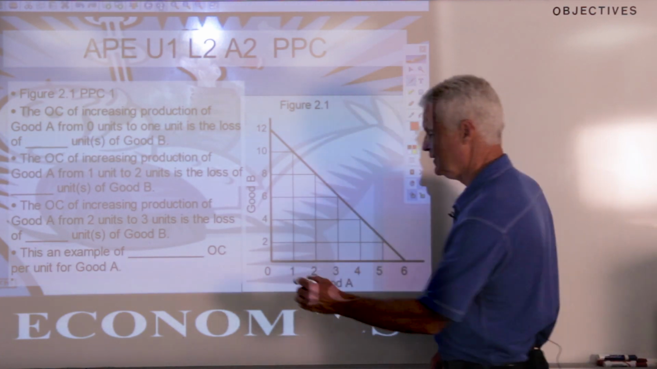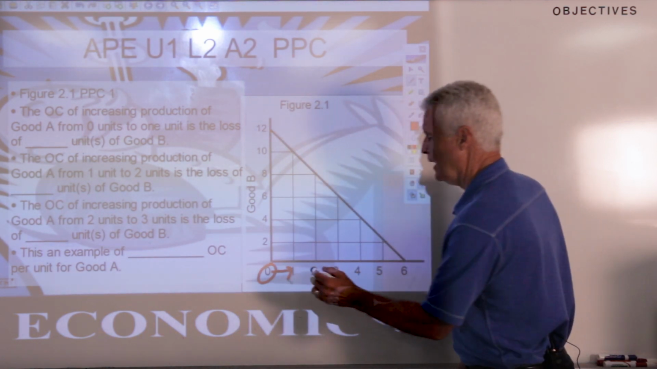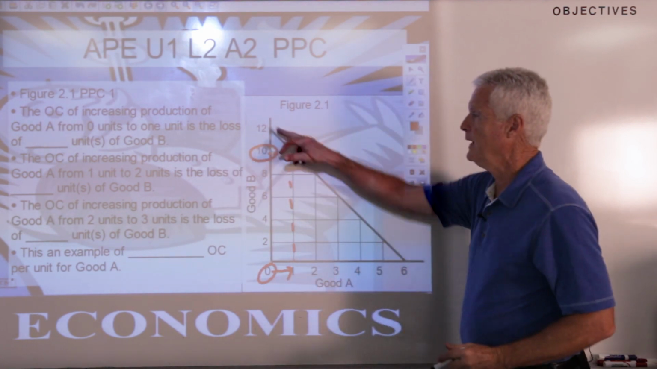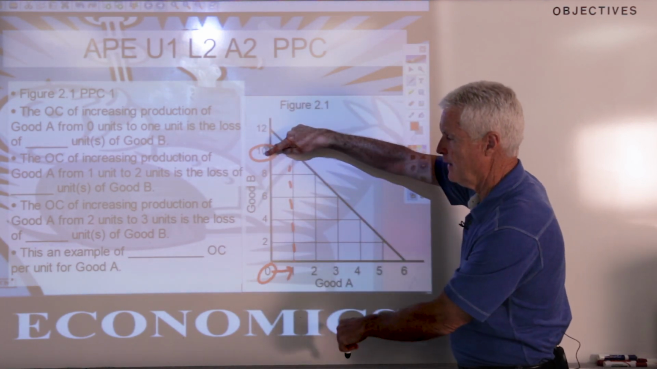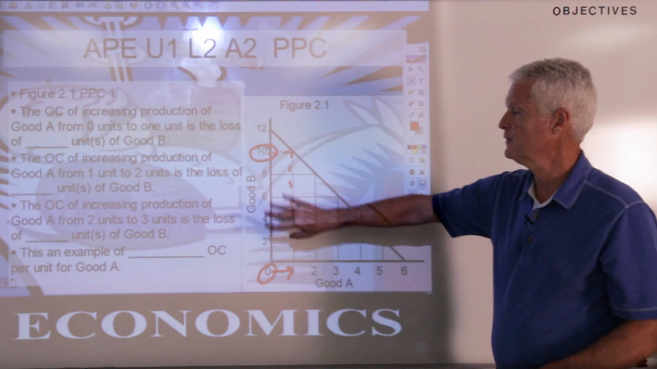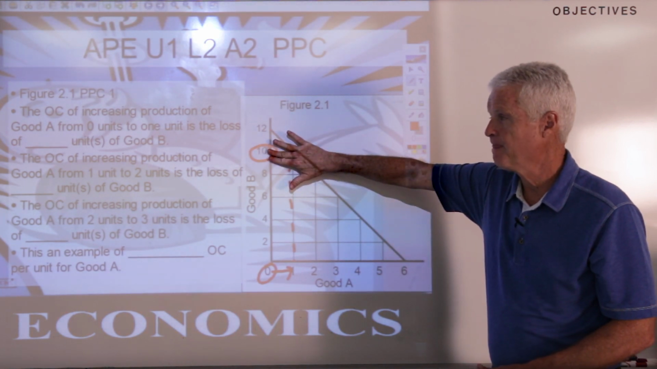All right, so I was at 0. I want to go to 1. I look up here. At 0, I had 12. Now I only have 10. My opportunity cost was 2 units of good B. I could have had 12, now I can only have 10.